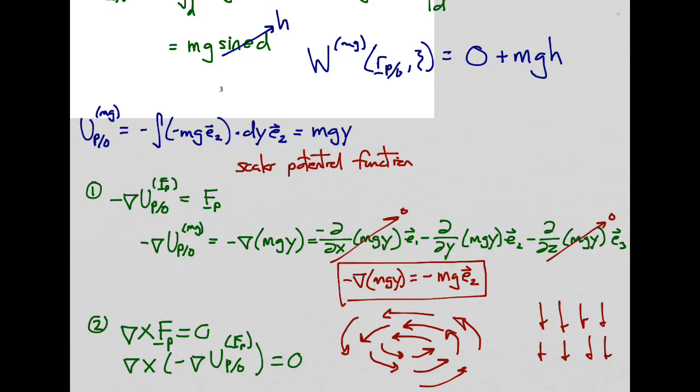So hopefully this has begun to answer some questions that you may have had about conservative forces and how this works out for a potential energy. We get the idea of a potential from this term, a scalar potential function, and then with these two requirements here, where the negative gradient has to be equal to the force itself, and then that the curl has to be 0, meaning that it's not circular.